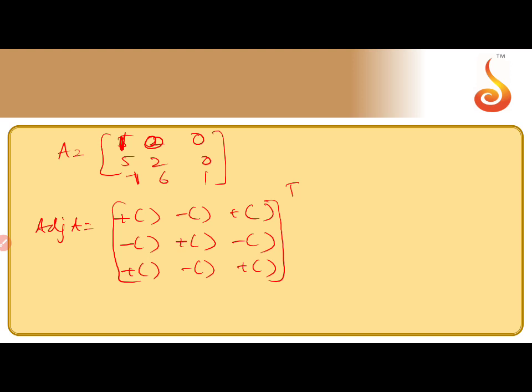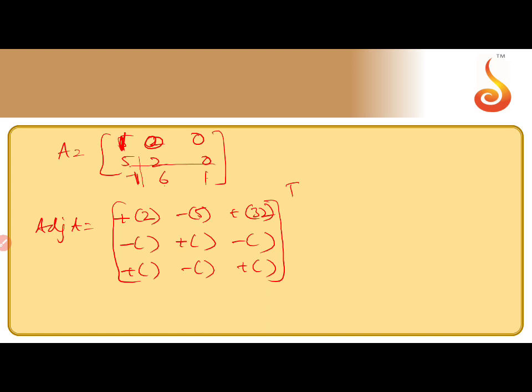For one cofactor, remove the row and column containing that element. That gives 2 minus 0, which is 2. For the cofactor of the second element 0, remove its row and column: 5 minus 0, it is 5. Next, for the last one, 0, we get 30 minus of minus 2, which is 32.